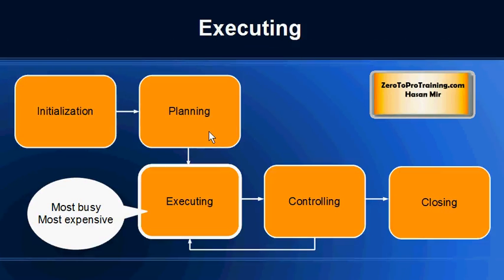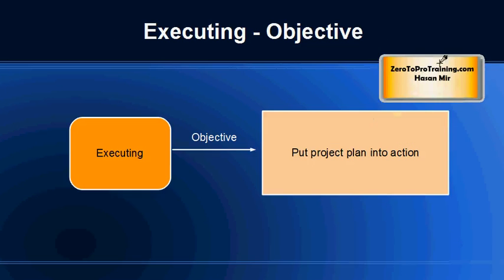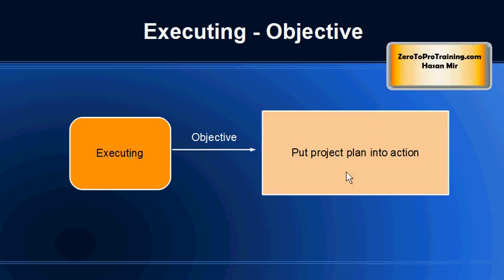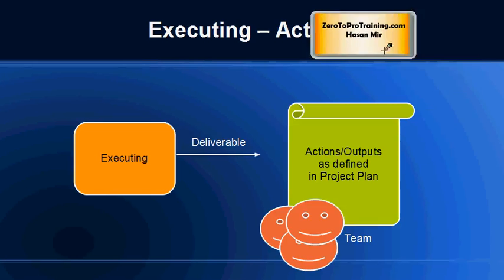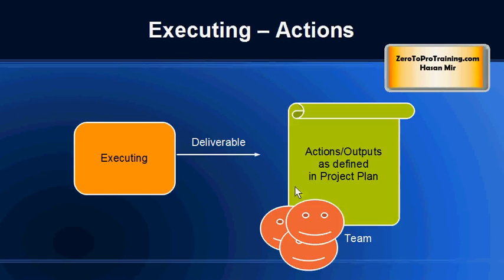This is the most busy stage. This is where the team members will be most busy, and this is the stage where most of the project budget will be consumed. The objective of the executing stage is simple: to put the project plan into action. So the main doers in this stage are the team members. So they are producing actions and outputs as defined in the project plan.